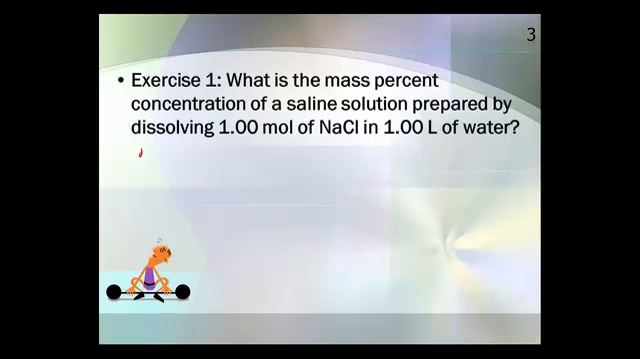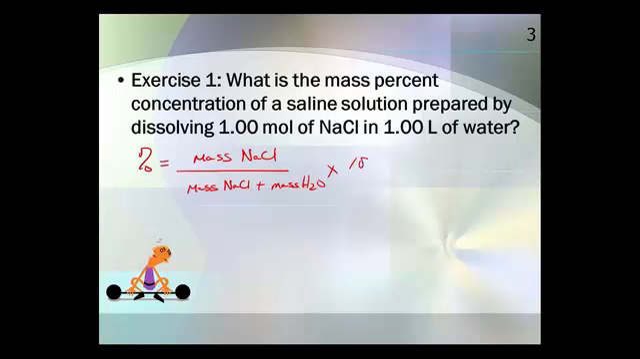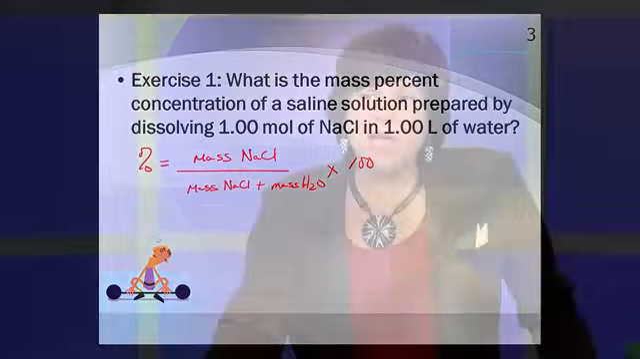The equation for percent by mass is the mass of the solute, which in this case is sodium chloride, divided by the total mass of the solution, which would be the mass of sodium chloride plus the mass of water, multiplied by 100. Sometimes it can be confusing to know which is the solute and which is the solvent. Remember that the solute is the one that you have the least of, whereas the solvent is the one that you have the most of.